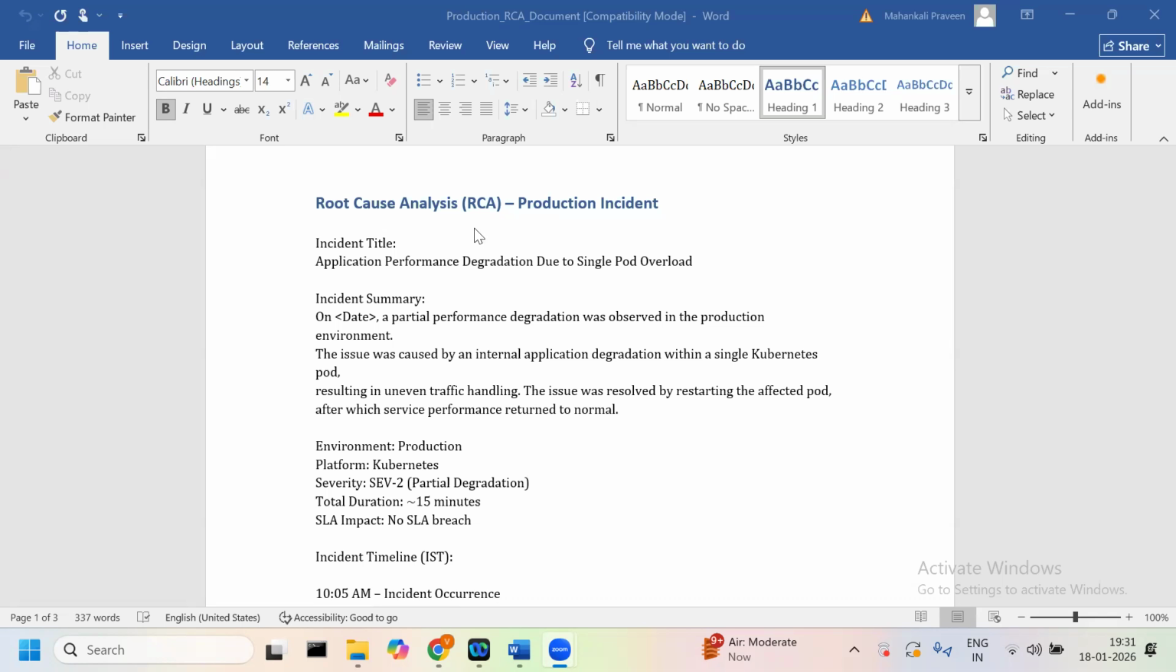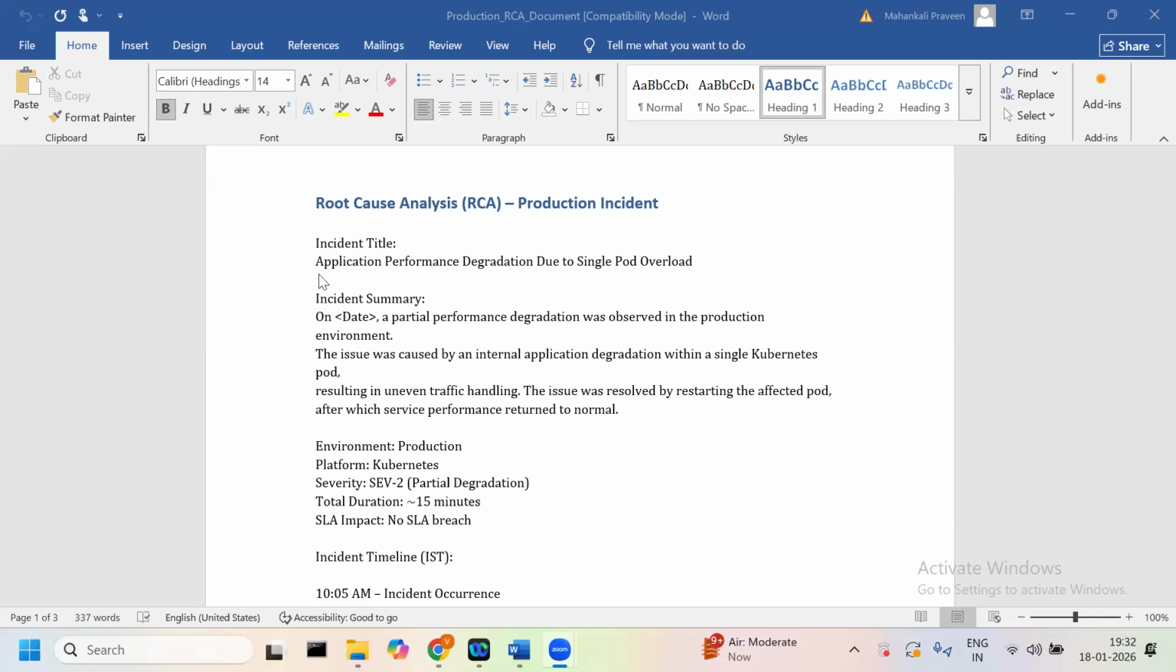So today we are discussing one production issue related to Kubernetes. Three days ago, an interviewer asked me: we have 5 pods, and they are all running fine, but one pod is getting huge, abnormal traffic. How do you make it normal traffic? So that is a similar question.